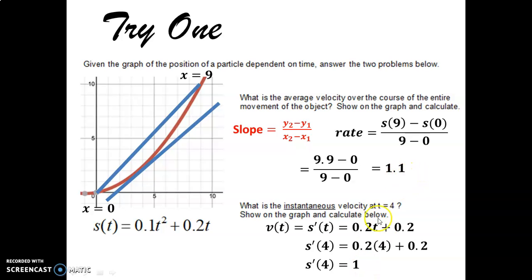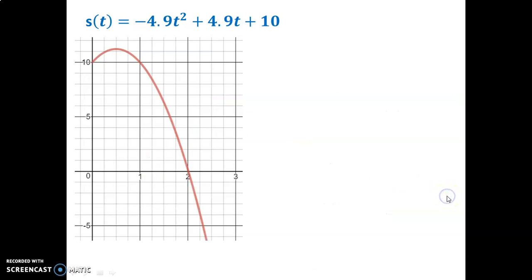Notice it's a little slower than this, and that makes sense. You can see, sorry, not average, this is instantaneous speed. So the average speed has a slightly steeper slope than this one at that moment in time. You can see that. All right, let's keep going.